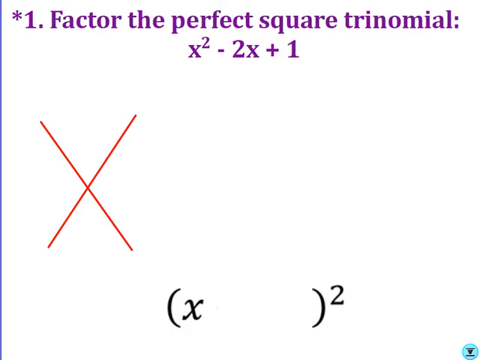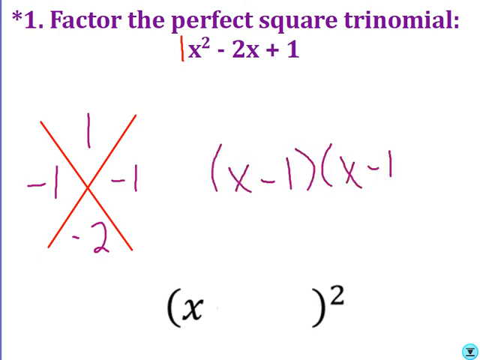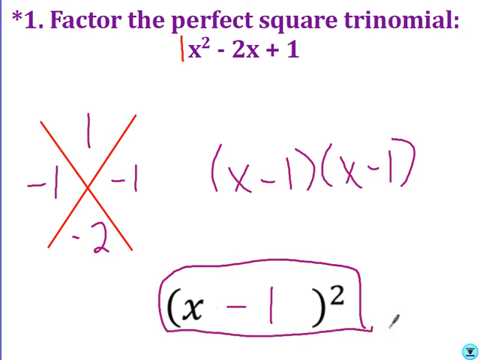Question 1, all we're doing is factoring the perfect square trinomial. So from here, I just need two numbers, 1 times 1, that multiply to give me 1 and add to give me negative 2: negative 1 and negative 1. x minus 1, x minus 1, and since there's two of them, x minus 1 squared is our perfect square trinomial. That's it for number 1.